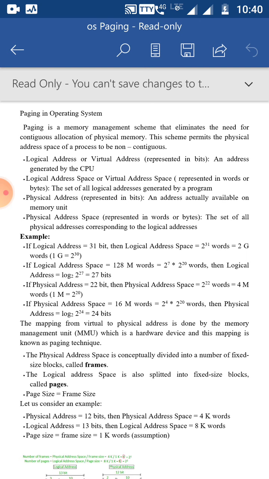So with this knowledge, let us understand another concept, frame.